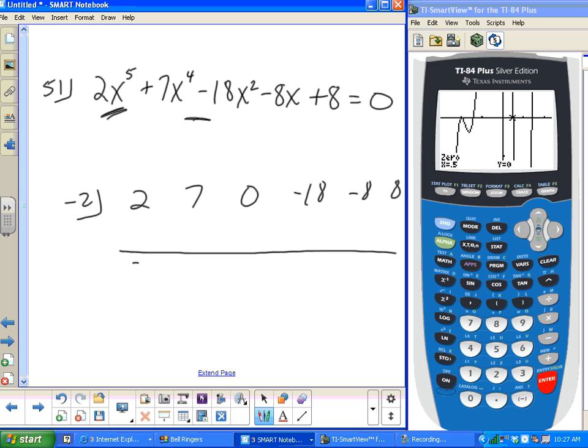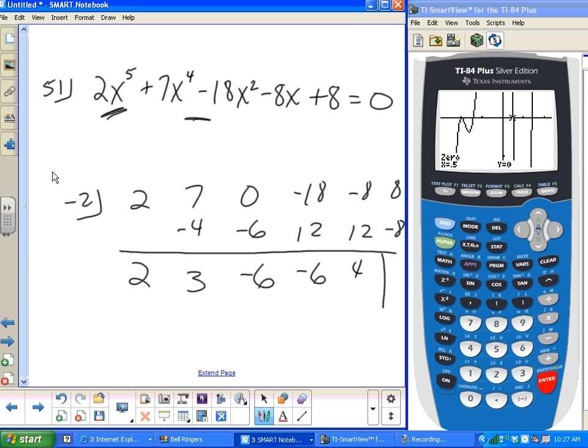All right. So here we go. 2 times -2 is -4. 7 minus 4 is 3. Times -2 is -6. It'd be +12. It'd be -6. +12. Be what? 4? Yeah, +4 times -2 is -8.